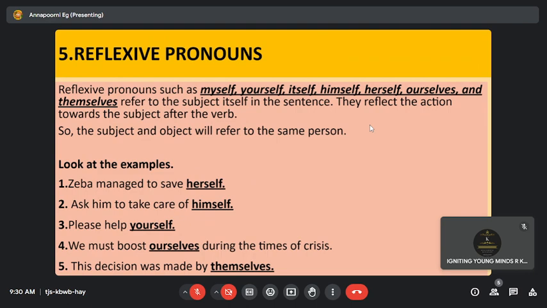And finally, this decision was made by themselves. So themselves means those people. They themselves made the decision. So here the subject is not given, but they will be the subject here. Again, it is not given here, but we can understand that themselves means they. They themselves decided. Clear? So now I think we can move to the next part. Have you written the definition?